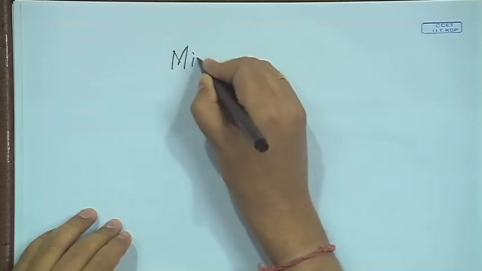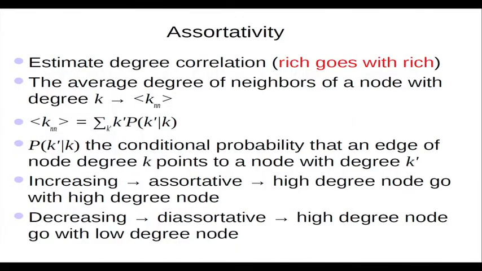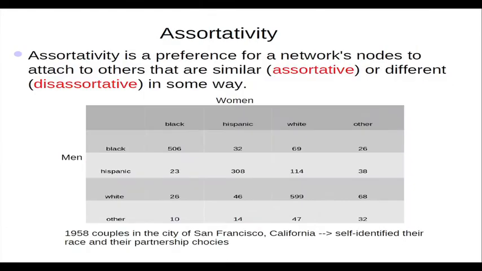Now, in order to further nicely quantify this idea, there was this concept of mixing introduced. In order to understand what exactly we mean by mixing in a social network, we will look into the same example that I showed you last time: the partnership choices of these 4 categories of inhabitants of San Francisco: black, Hispanic, white and the others.